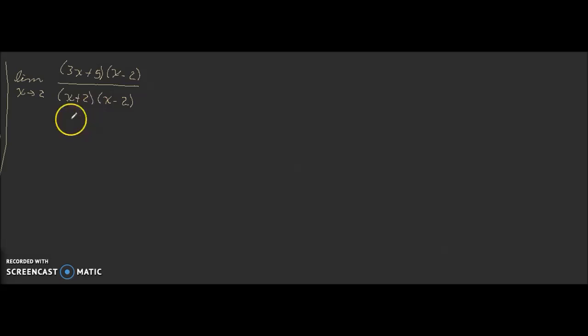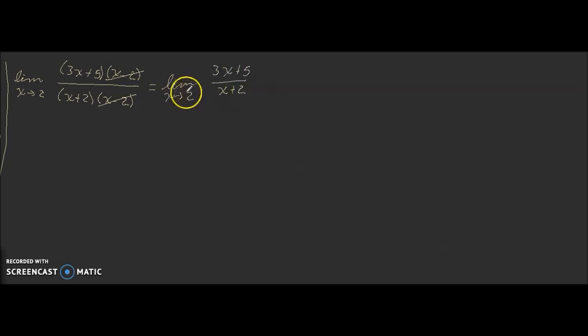Alright, so what I'm going to do is simplify this, and you can probably see that these factors are the same exact thing. So we can cross them out on the numerator and denominator. Now I can re-express the whole thing as the limit as x approaches 2 of 3x plus 5 divided by x plus 2.